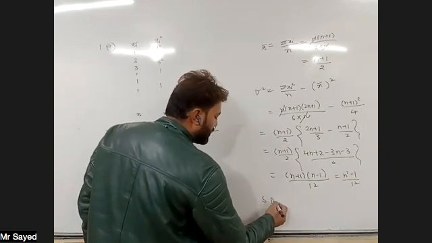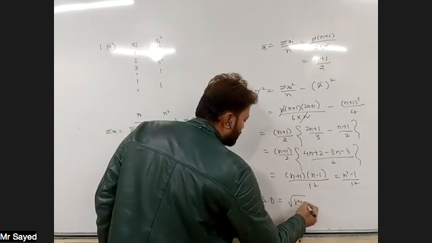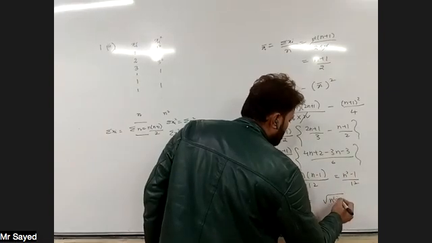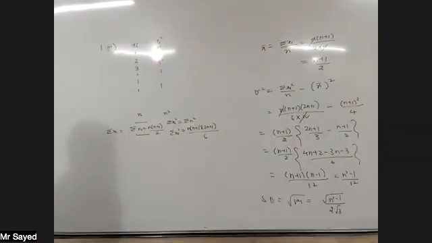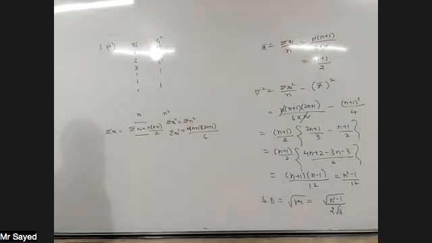Then we need to find out standard deviation. This is equal to square root of variance. So square root of n square minus 1 upon 2 root 3. Followed? Any doubt?